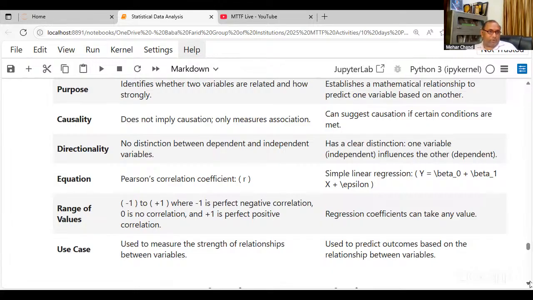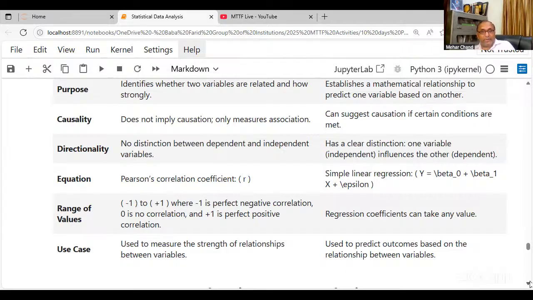the value. And the last one is the use case. Correlation is used to measure the strength of the relationship between the two variables, based on the value of R. On the other hand, regression is used to predict the outcome based on the relationship between the variables. So these are some of the differences between correlation and regression, and both are highly useful in data analysis as well as in machine learning models for prediction and recommendations.